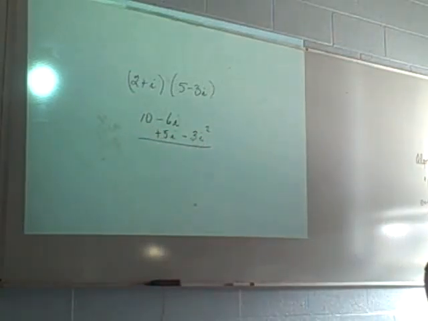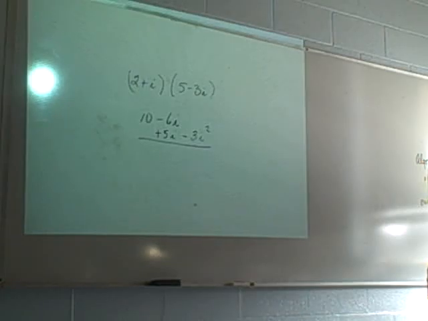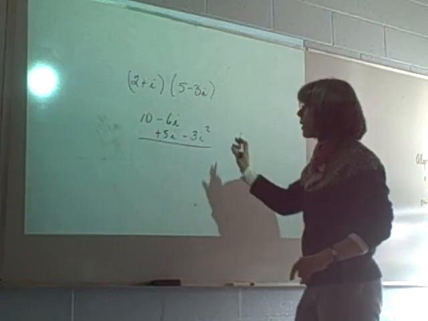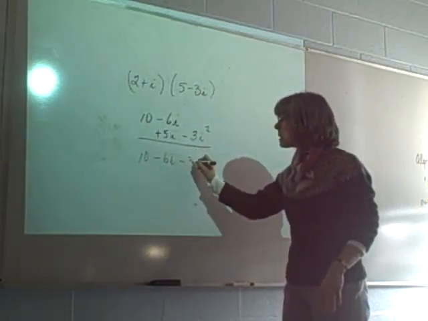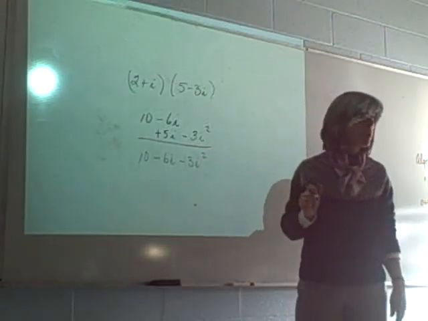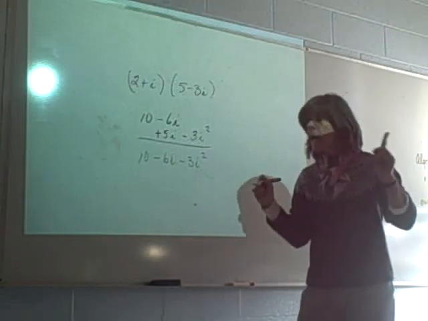Okay, this is where people make the most mistakes, these next 2 steps. And we are going to be doing a lot of problems, and this is where people get tricked. All right, so please make sure that you're aware of this. So I'm going to have a minus 6i minus 3i squared. What do we know that i squared equals? Negative 1.